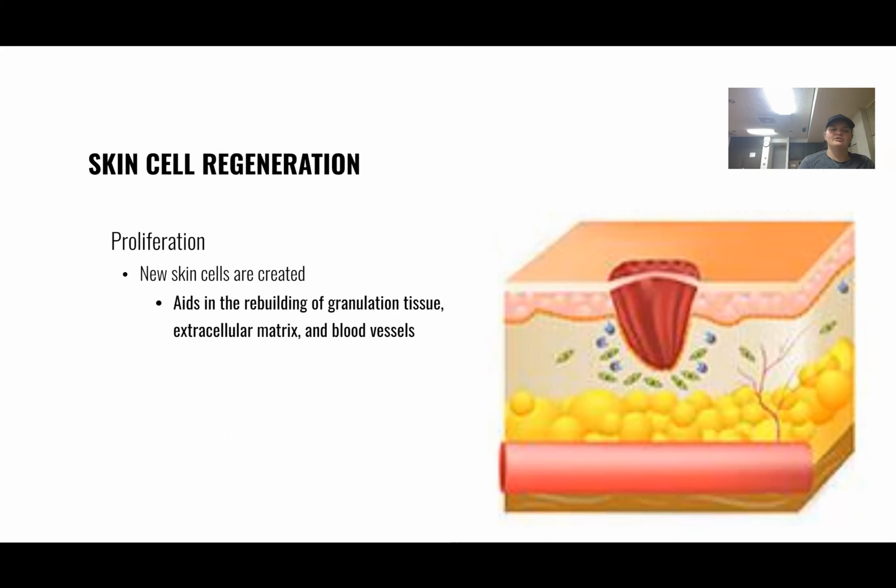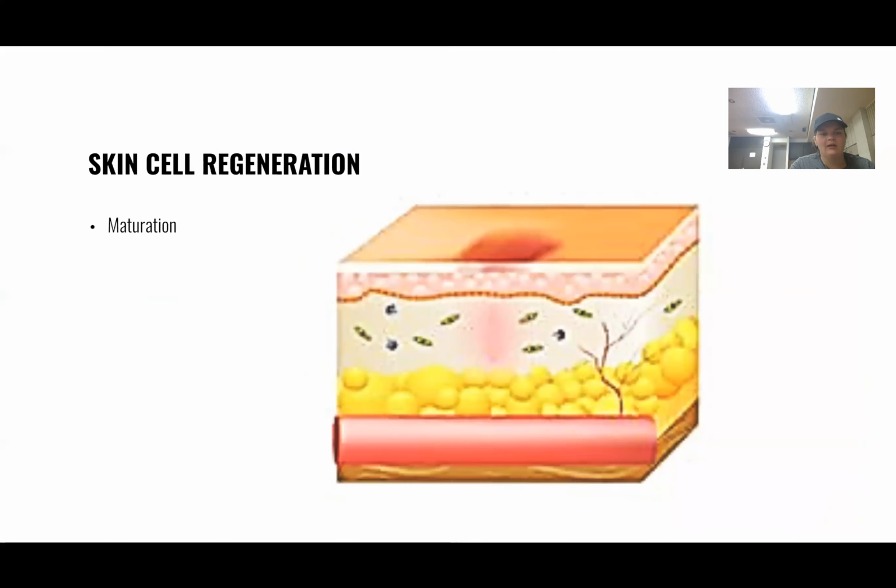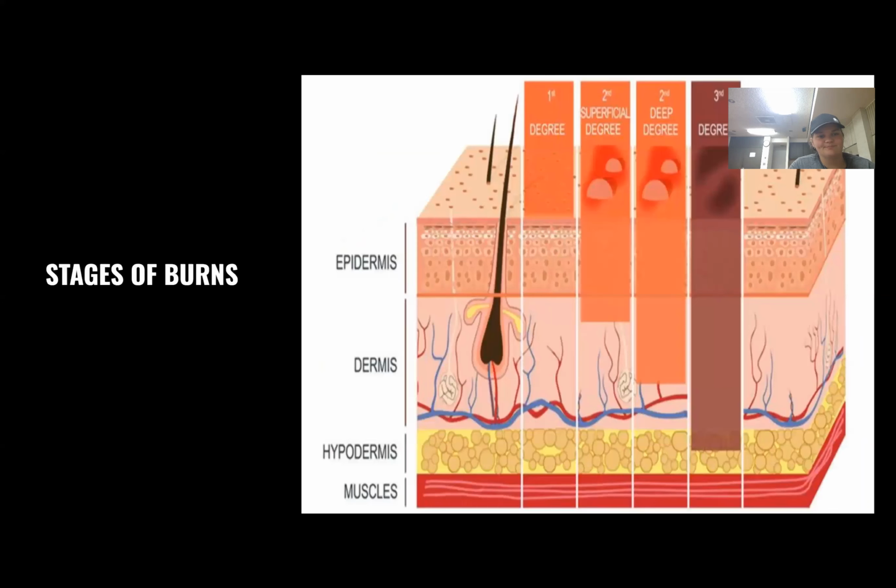Then you have proliferation, and this is when the new cells are being created. So this aids in the rebuilding of the granulation tissue, the extracellular matrix, and different blood vessels found within the skin. Then lastly, but not least, we have maturation, which is the complete healing process of the skin. So as we can see in the diagram, you have the healing between the wound and the rest of the layers.